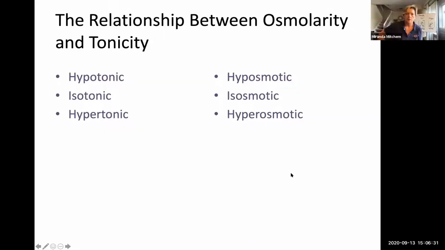So just as we reviewed with tonicity, we can apply these same prefixes to osmolarity, and they do mean the same thing. Hypo always means less than, iso is the same, and hyper is more than. I will go through an example once we have a little bit more knowledge under our belt.